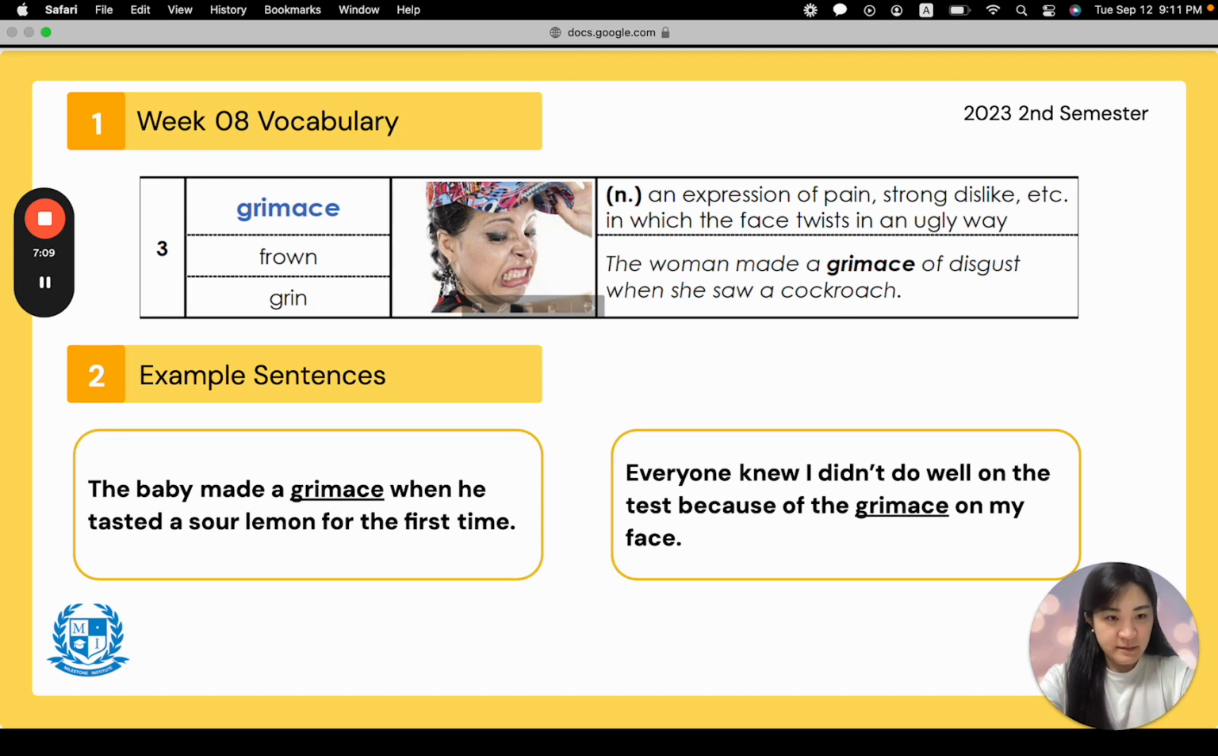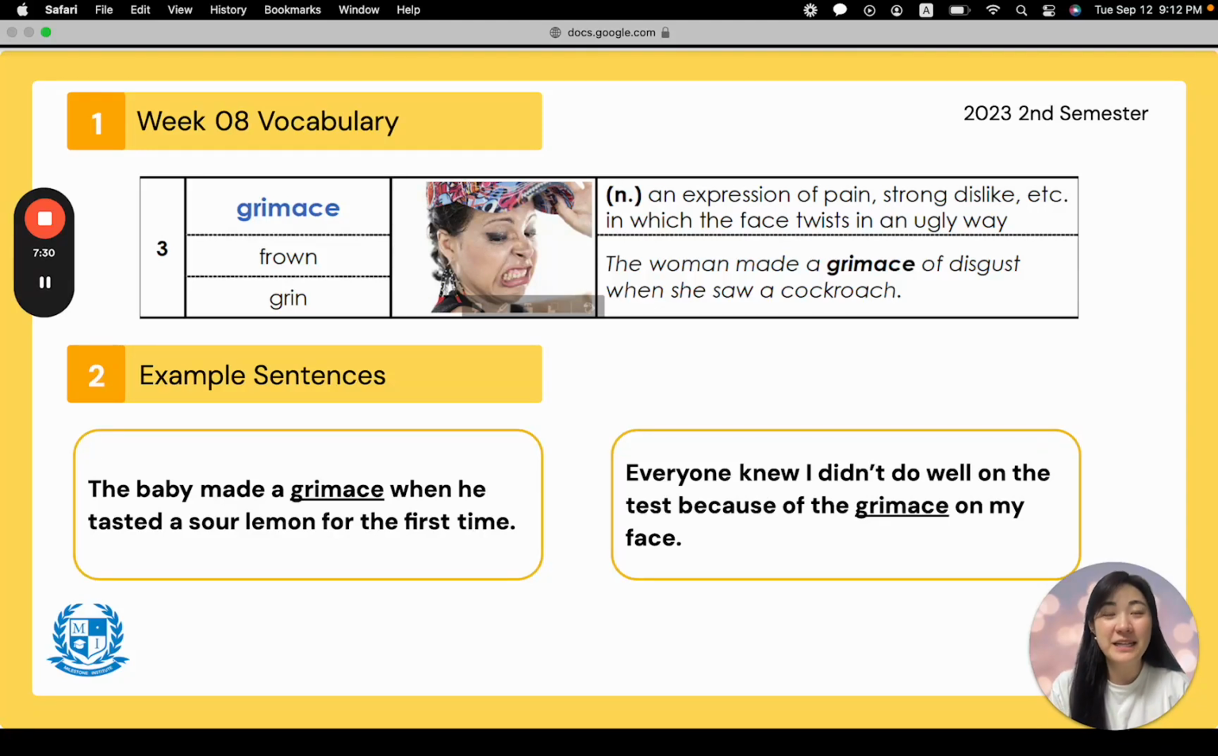You know, cockroach, those black bugs. Oh, I just made a grimace if you saw it. Right? If I saw a bug, I would make a grimace and I would scream and shout and run away. Repeat after me. The woman made a grimace of disgust when she saw a cockroach.